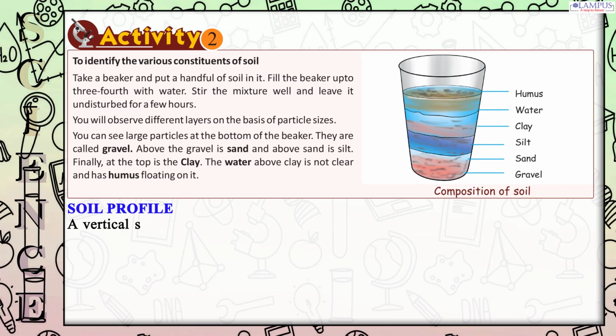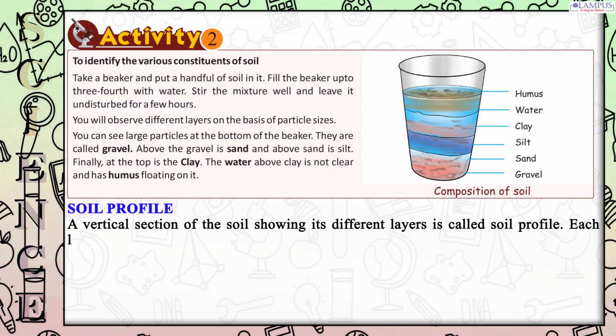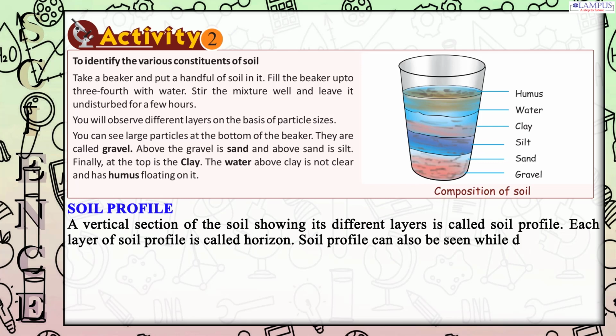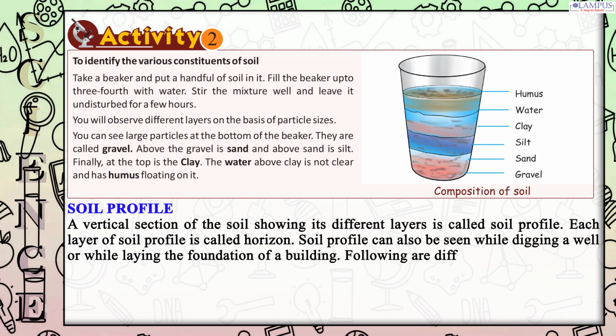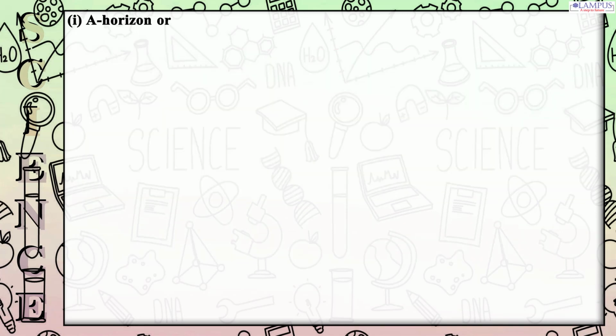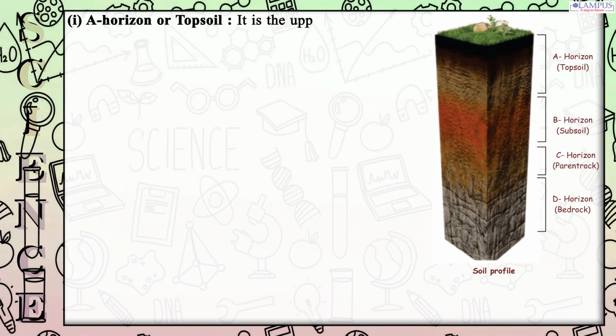Soil profile. A vertical section of the soil showing its different layers is called soil profile. Each layer of soil profile is called a horizon. Soil profile can also be seen while digging a well or while laying the foundation of a building. Following are the different layers of soil. 1. A horizon or topsoil. It is the uppermost layer of the soil which has the following features.